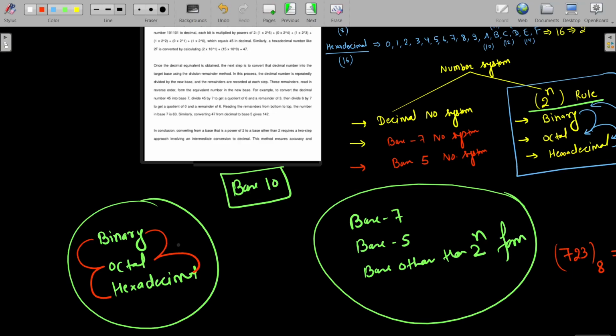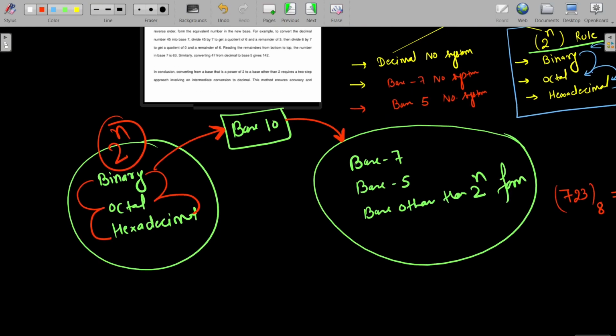Now, if you want to convert from these binary, octal, and decimal to any other base like base 7, base 5, other than 2 raised to power n form, you cannot convert it directly. First, you have to convert it into base 10, and then it should be converted into the other base. This is written in our passage. If you have the format of 2 raised to power n, and if you want to convert it into any other base, first you have to go to base 10, then you have to convert it to the other base. Now the question is how to convert from base 10 to other base.